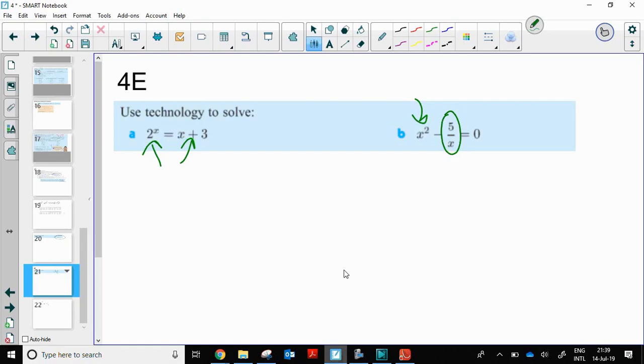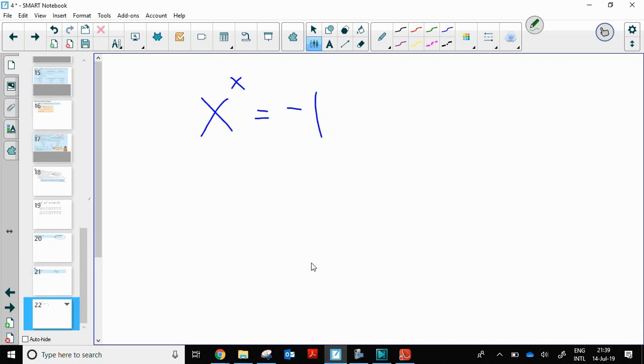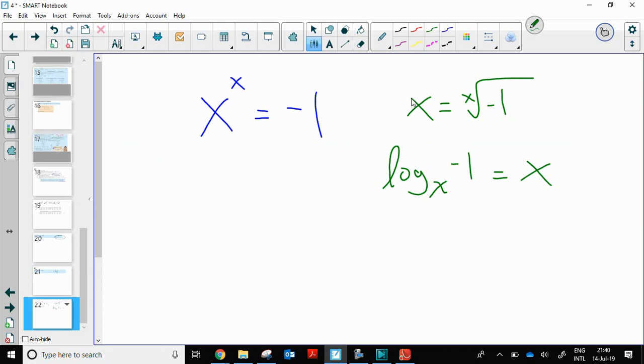So now I just want to mention that technology, even though it's great, it does have limitations. And for an example of that, I encourage you to think about, first of all, solving this equation, x to the power of x equals negative 1. It's a little tricky to do algebraically. I don't know what it would mean to say that x is equal to the xth root of negative 1. I also don't know what it would mean to say log base x of negative 1 is equal to x. So the algebra is messy.